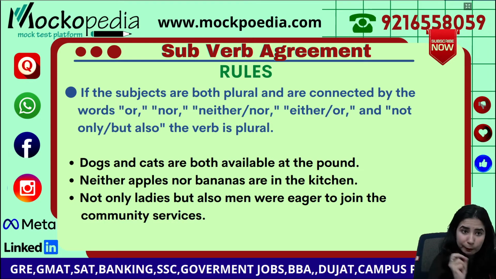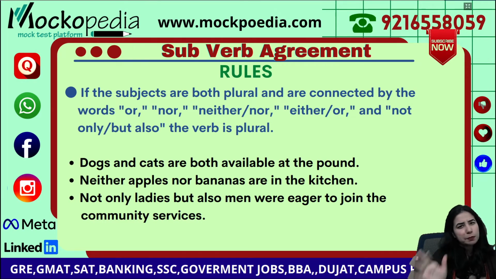This is relatable, right? So dogs and cats are both available at the pond. Neither apples nor bananas are in the kitchen. Not only ladies but also men were eager to join community services. So in all these examples, first example, dogs and cats, both plural, combined, the verb is plural. Neither nor, again the verb is plural. Not only but also, the verb is plural, right? So I hope you have sorted out this rule. Very simple. This should not require a lot of effort to learn.